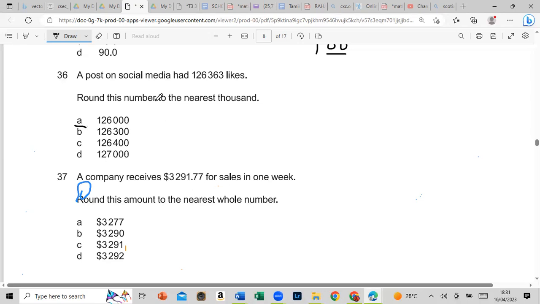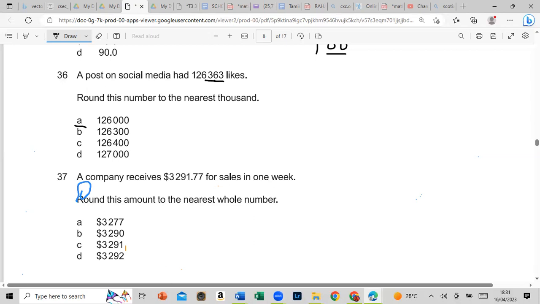So the nearest thousand would either be 126 or 127, right? We don't reach 500, so we simply round down. So that's 126.